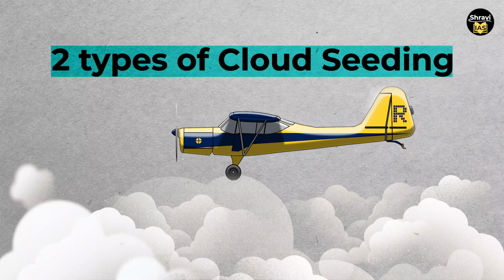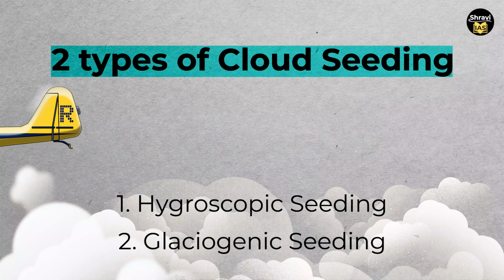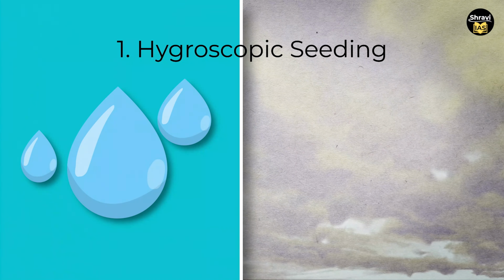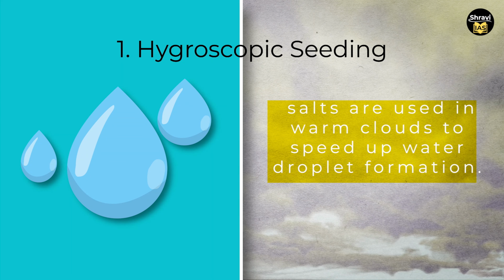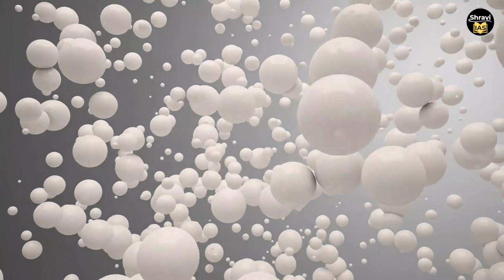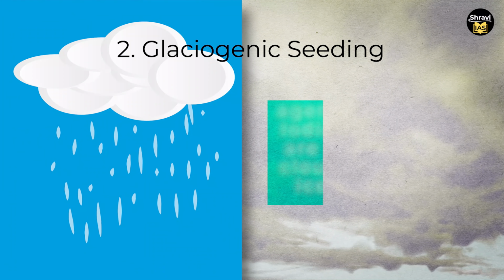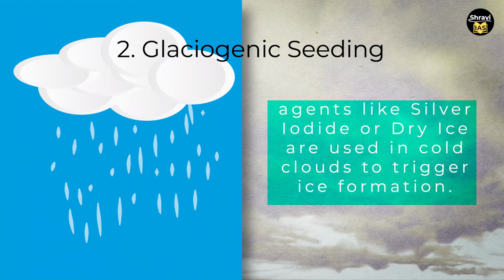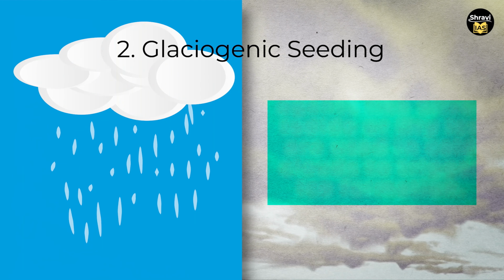There are two types of cloud seeding. First, hygroscopic seeding. Second, glaciogenic seeding. In hygroscopic seeding, salts are used in warm clouds to speed up water droplet formation. These salt particles help water droplets to stick together and grow bigger. In glaciogenic seeding, agents like silver iodide or dry ice are used in cold clouds to trigger ice formation, eventually leading to rainfall.